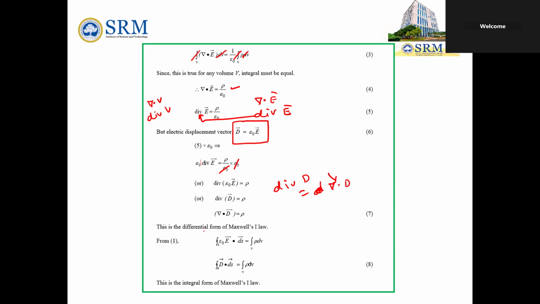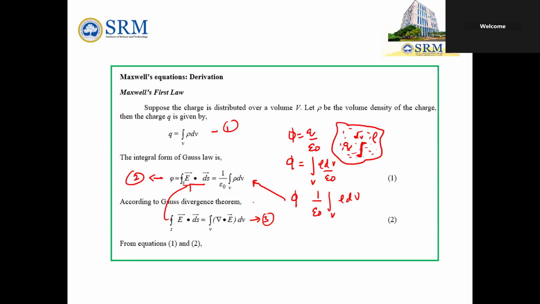This is the differential form of the Maxwell first equation. Divergence of D equal to rho, or del dot D equal to rho, is the Maxwell first equation. Now we will write the integral form of the equation.